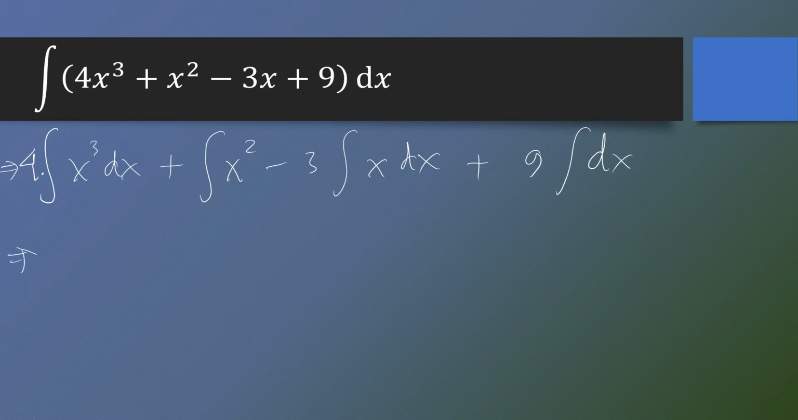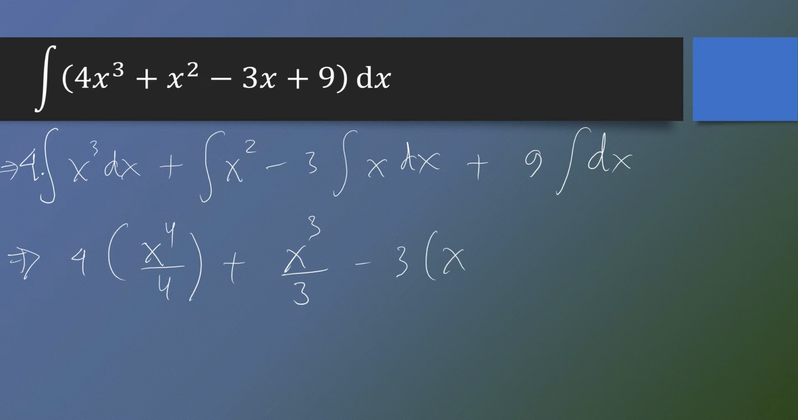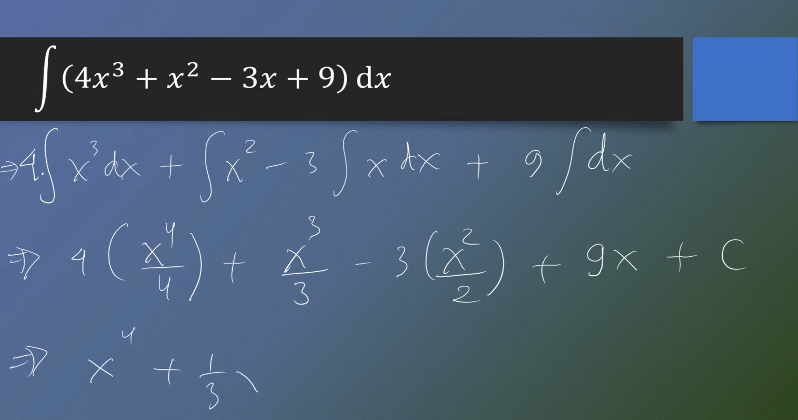Now just use the power rule, adding 1 to the exponent and then writing it in the denominator. So we have 4 multiplied by x to the power of 4 divided by 4, and then x cubed divided by 3, and then 3 multiplied by x squared divided by 2, and then we have 9x. We can still simplify the answer, so we have x to the power of 4, plus 1 over 3 x cubed, minus 3 over 2 x squared, plus 9x, plus c. This is our final answer. Done and done.